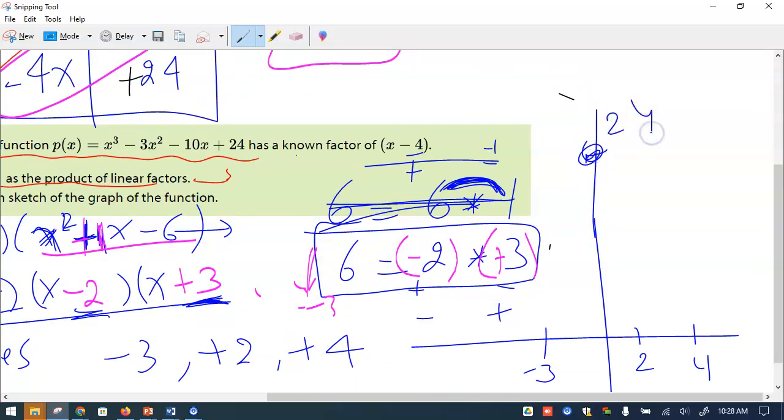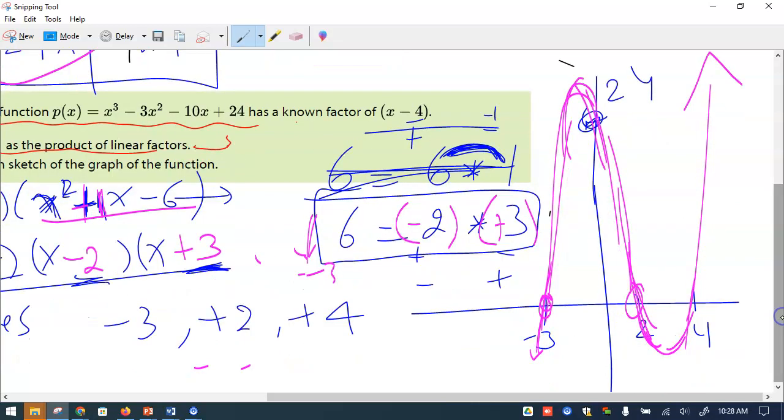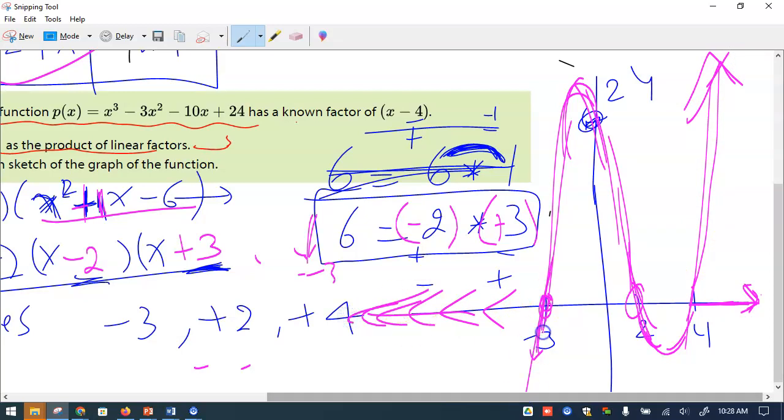That's the y-intercept. And the graph starts from down, goes up through minus 3, maybe goes up here, takes a turn somewhere, goes through this, passes through 2, takes a turn somewhere, and that's how. And look at the end behavior on either side. As x takes larger positive numbers, y takes very, very large positive numbers. And if x is very large negative, y takes very large negative. I hope this helps.